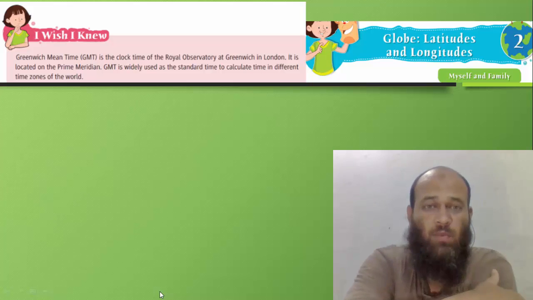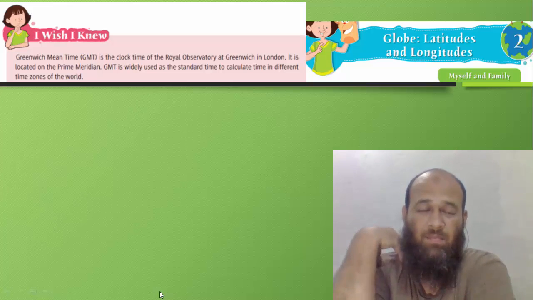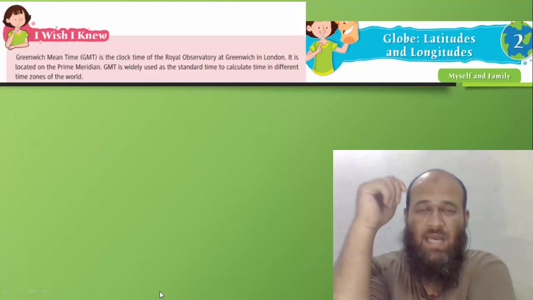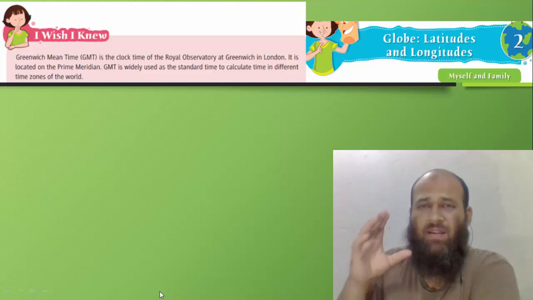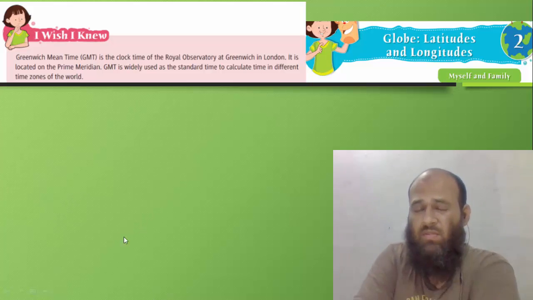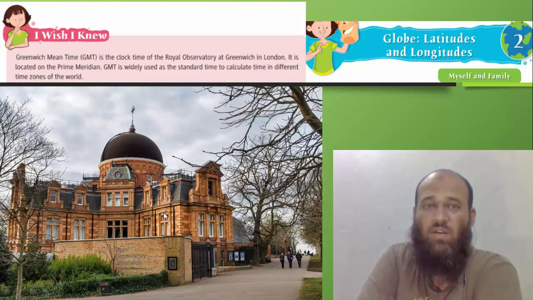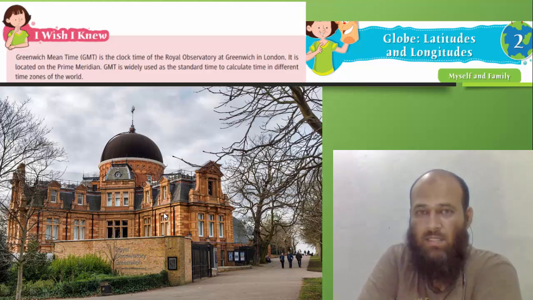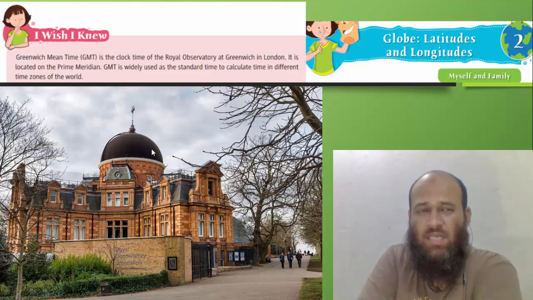So, what is the importance of the prime meridian? Of course, it tells us about time. Greenwich Mean Time (GMT) is a kind of reference point of time for the whole Earth. GMT is the clock time of the Royal Observatory at Greenwich in London. It is located on the prime meridian, right? GMT is widely used as the standard time to calculate time in different time zones of the world. How, we will see in a moment.